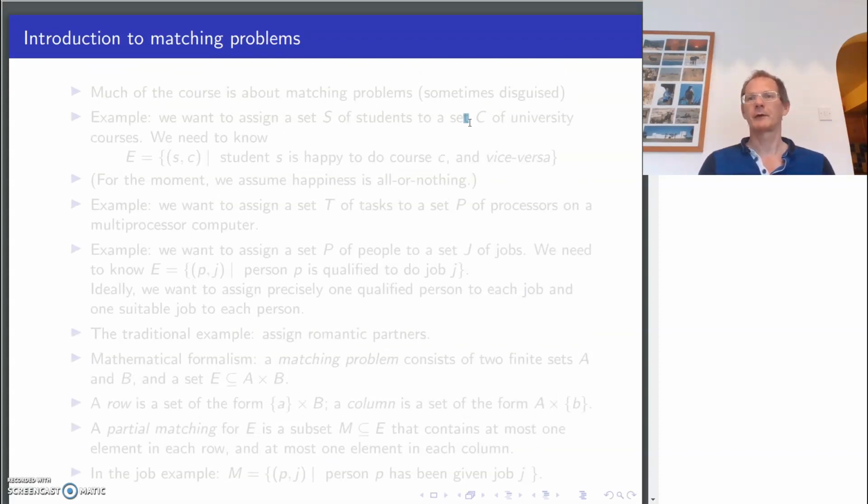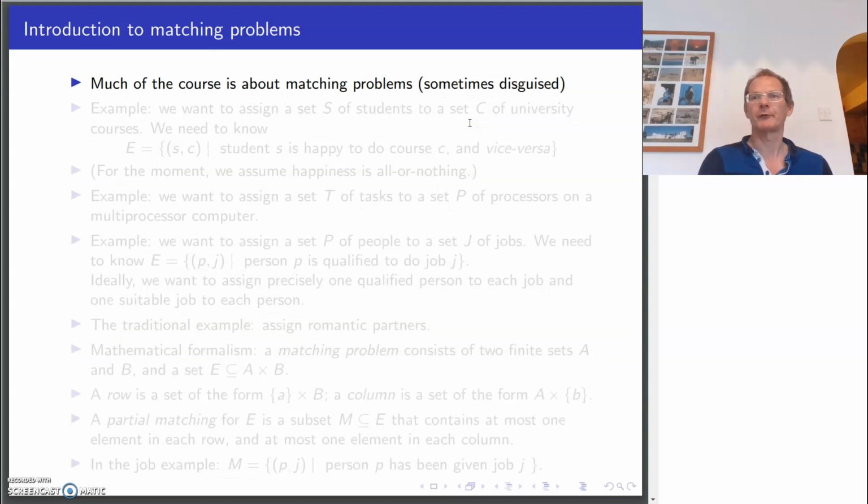Okay, so in this video, I'm going to give a bit of an introduction to matching problems. Quite a lot of the course is actually going to be about matching problems. Quite a bit of the time, we're going to be explicitly developing the theory of matching problems. But also later on, there's going to be a bunch of other problems that are not obviously to do with that theory, but somehow we'll find a cunning way to relate them back to the theory of matching problems and use the theorems that we've proved in that setting to solve some other stuff that looks quite different.